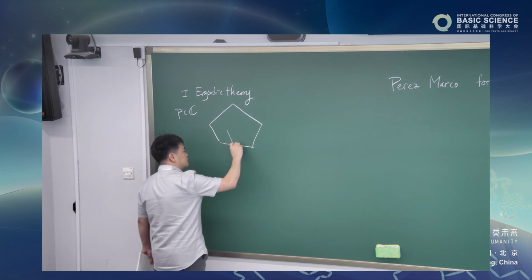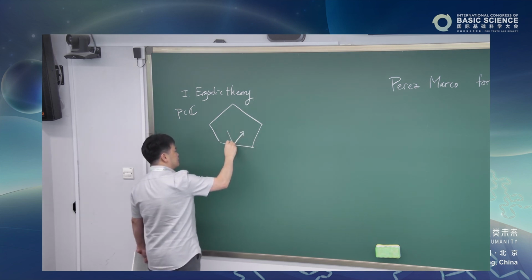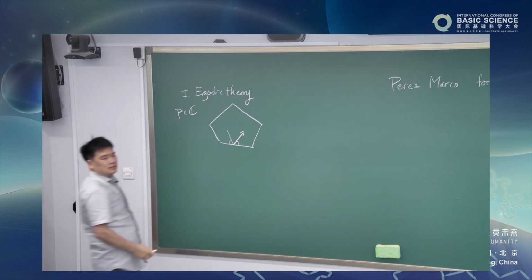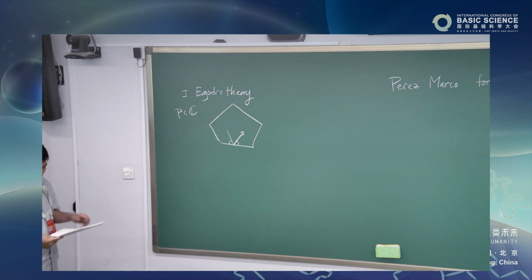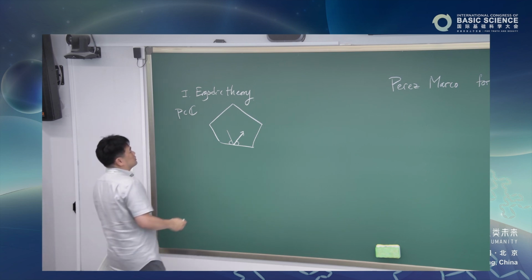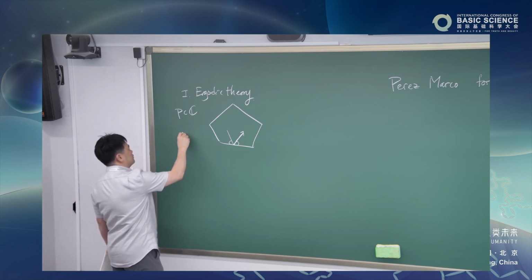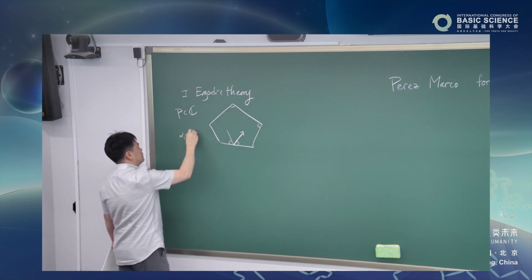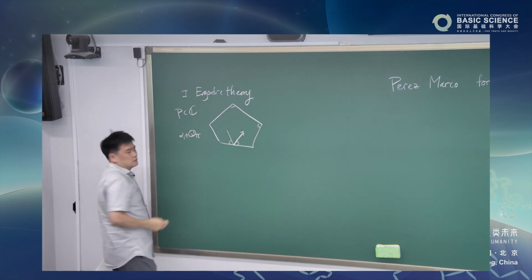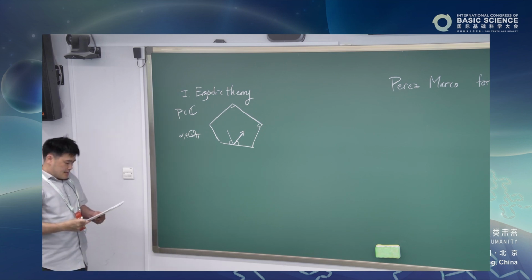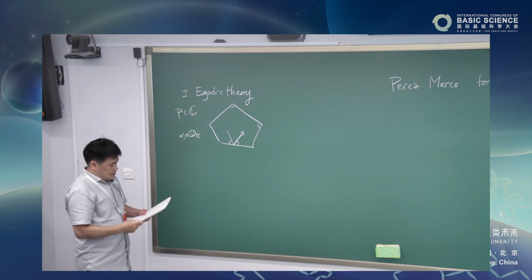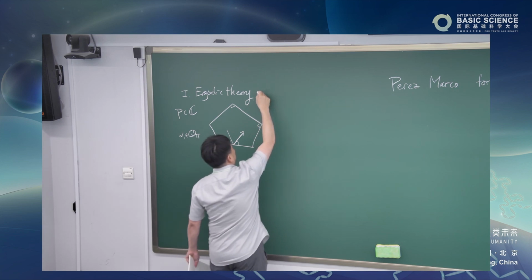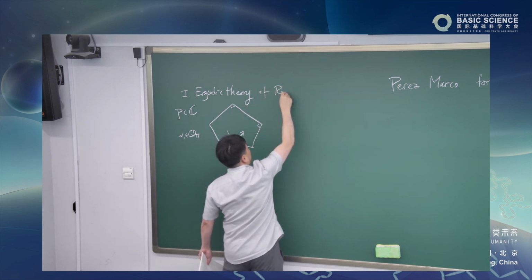The trajectory of a billiard travels with angle of incidence equals angle of reflection. And I want to assume this is a rational polygon, so these interior angles are rational multiples of pi. Okay. So this is the ergodic theory of rational billiards.